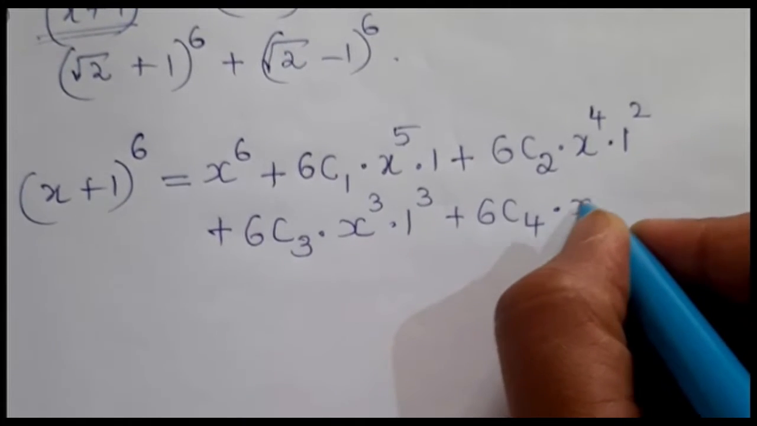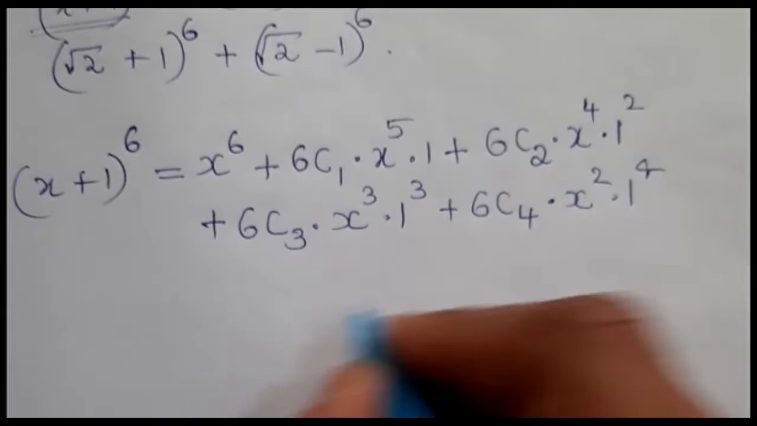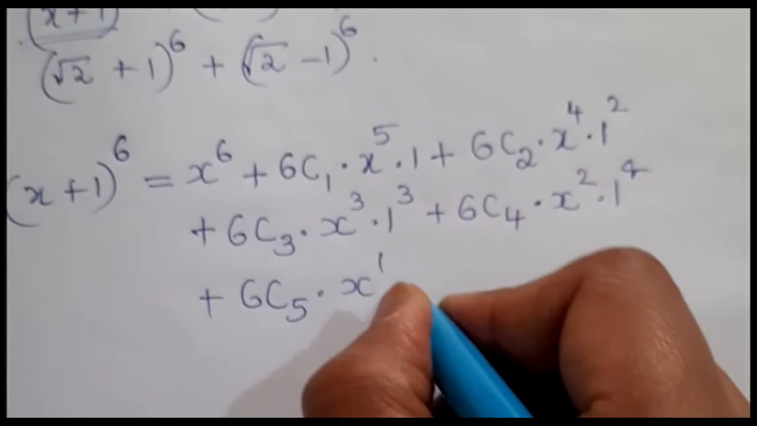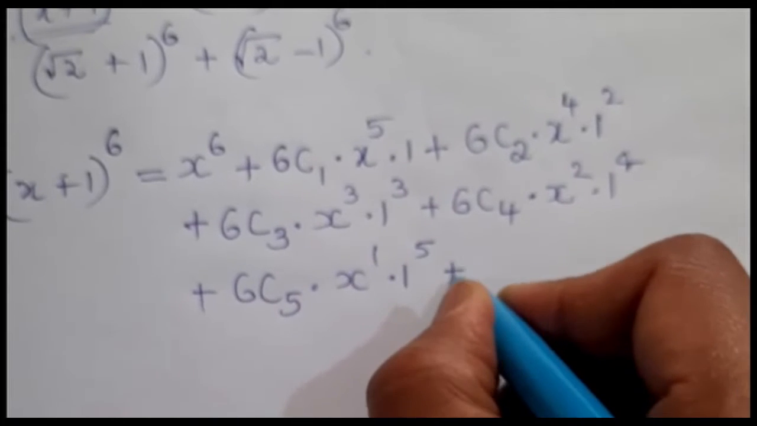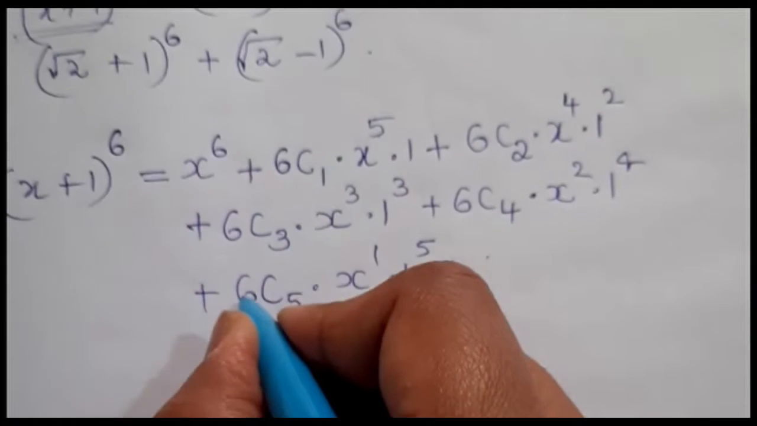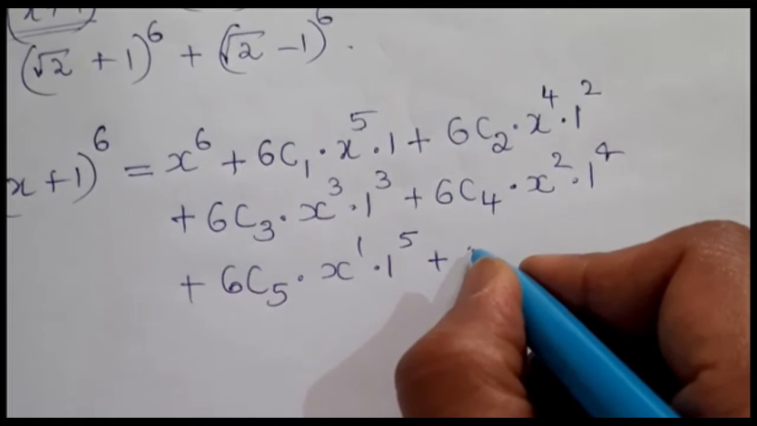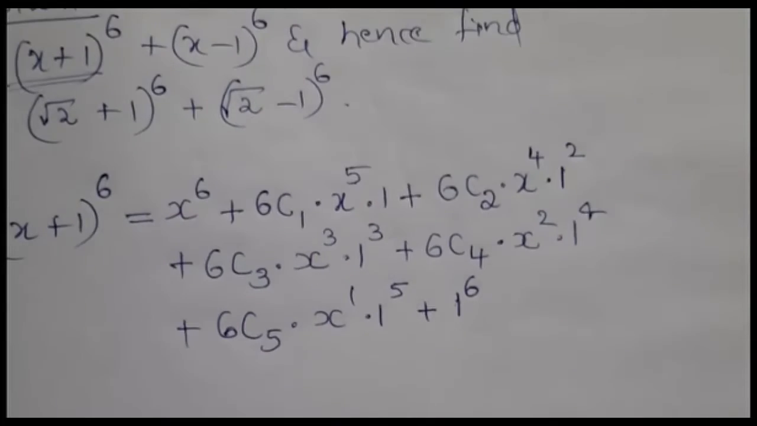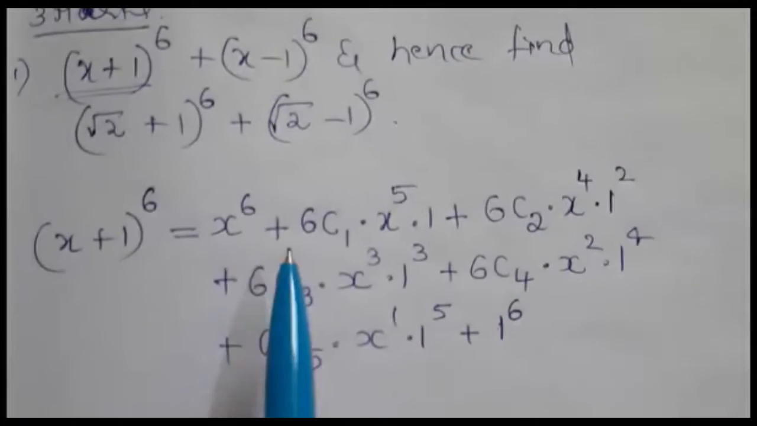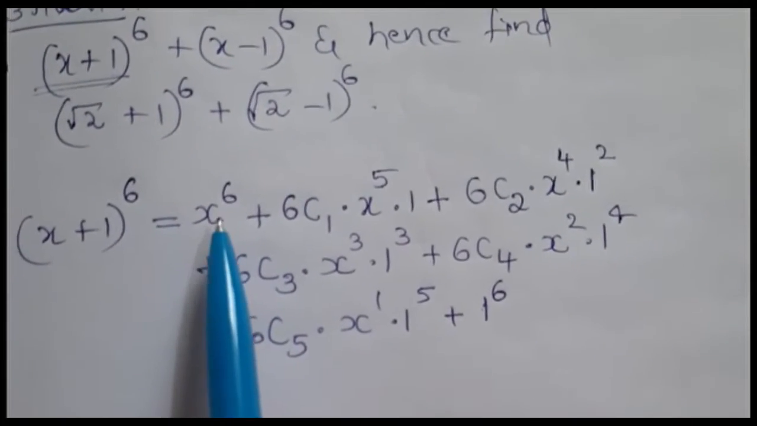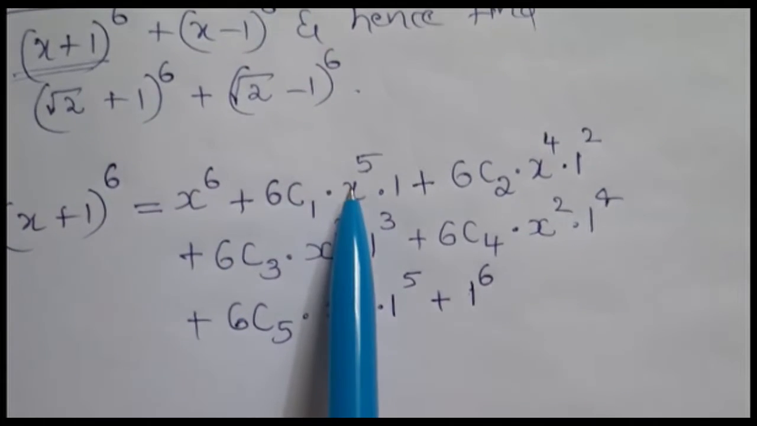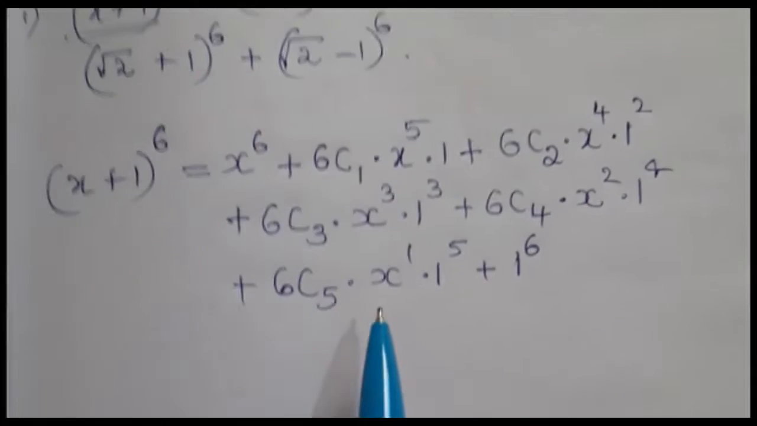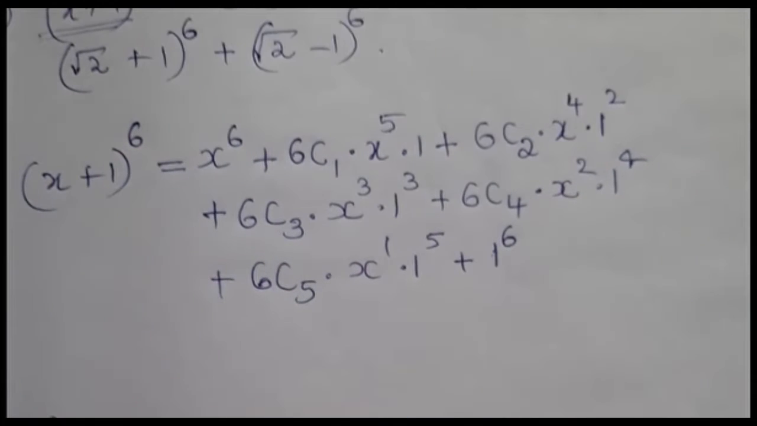6c4 x to the power of 2 into 1 power 4. 6c5 x power 1 into 1 power 5. Here the last term is 6c6. I will not mention 6c6, and x power 0 also I will not mention. Directly I will write it as 1 to the power of 6. Just check for your reference if you have 7 terms or not. 1, 2, 3, 4, 5, 6, 7 terms are there. Is it not? This becomes the expansion of (x plus 1) whole power 6.